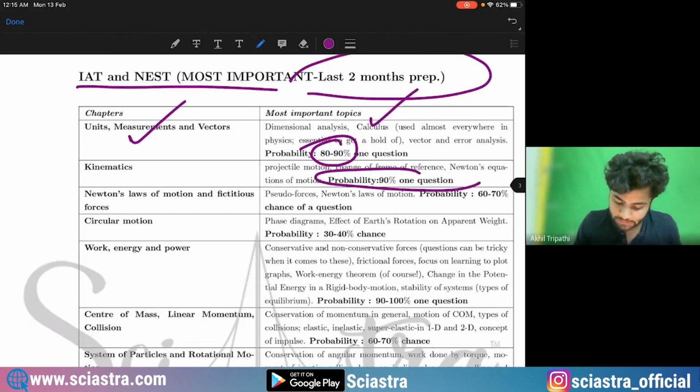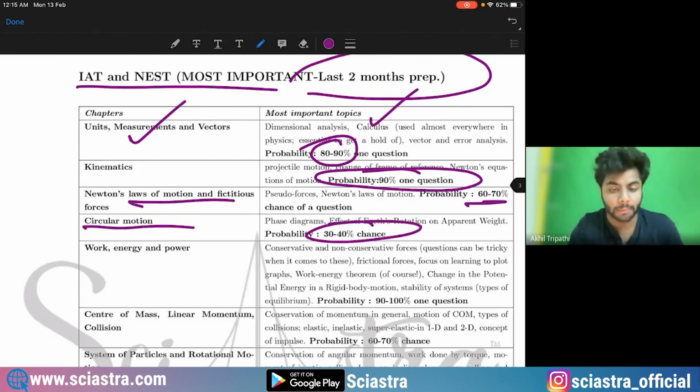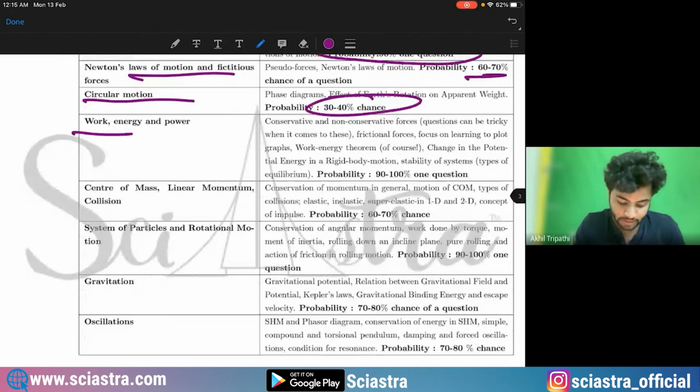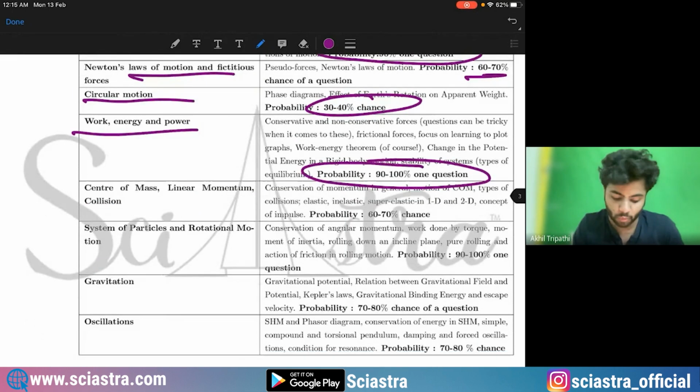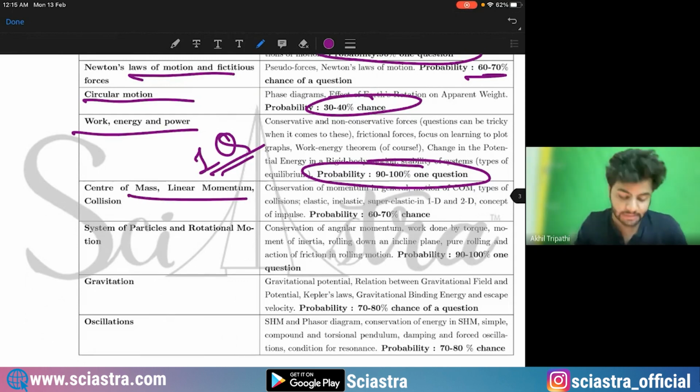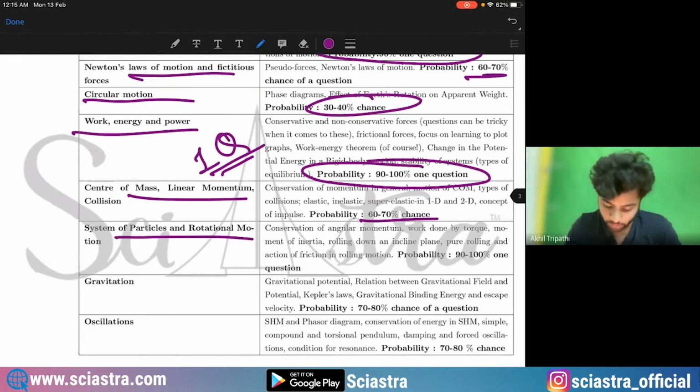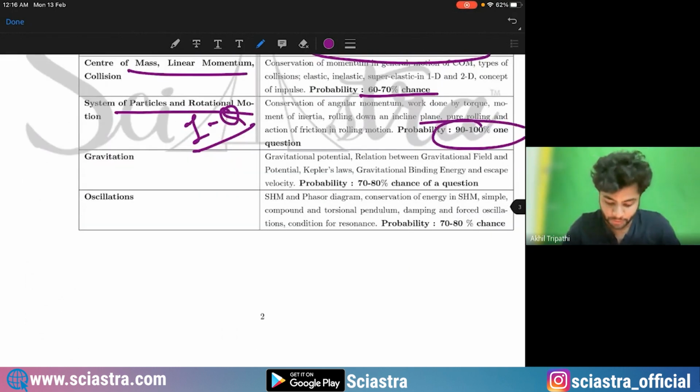Then kinematics, probability of more than 90%, and one question. Newton's laws of motion, 60 to 70% probability. Circular motion, 30 to 40% chance. Work energy and power, 90 to 100%, one question guaranteed from here, okay? Center of mass, linear angular momentum and all, 60 to 70% chance. Rotational motion and all, 90 to 100%, one question almost guaranteed from here.